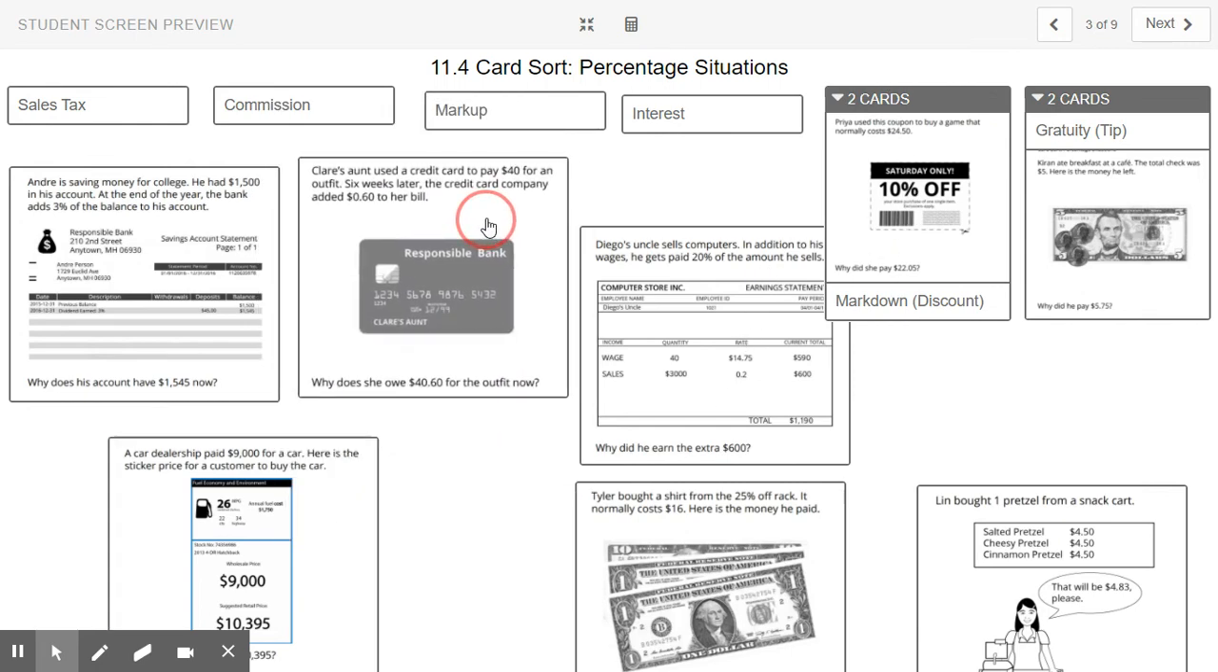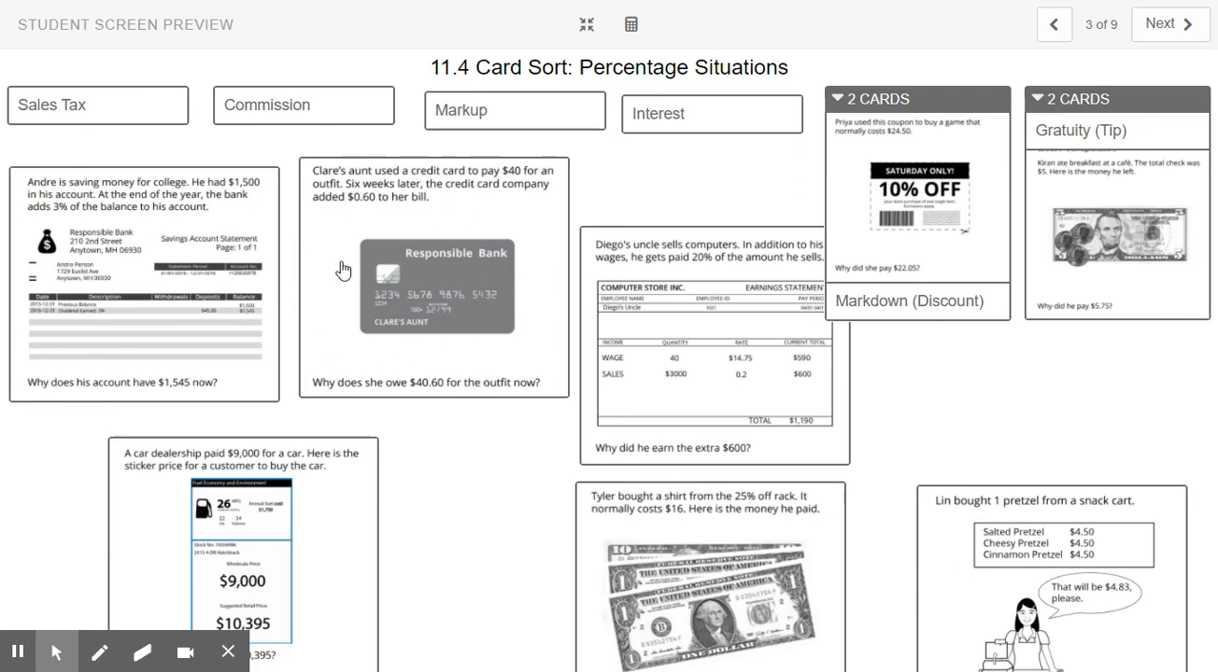Okay, let's take a look at this one. This is also one that students typically have some trouble with. Claire's aunt used a credit card to pay $40 for an outfit. 6 weeks later, the credit card company added 60 cents to her bill. Why does she owe $40.60 for the outfit now? Okay, again, my students typically go between two different headers. Some of them say sales tax, right? Because it starts with $40 and ends up being more.